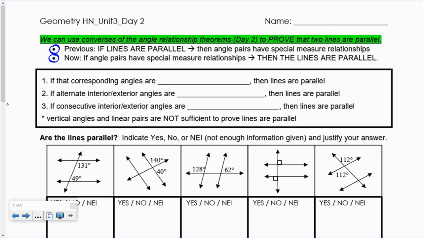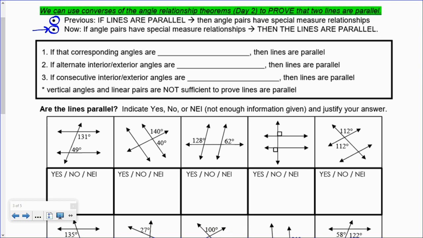So if both directions are true, what do we call this kind of situation? Do you guys remember? It's a biconditional. So when we're working with angle relationships in parallel lines, it's actually a biconditional, works both ways. We're going to be focusing on this one today, because we've already talked about the other direction. So we're going to start by looking at the angles first, and then determining if the lines are parallel or not.